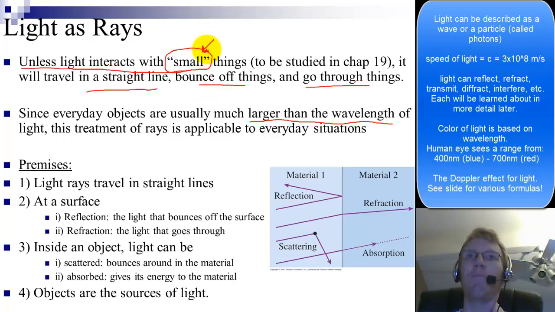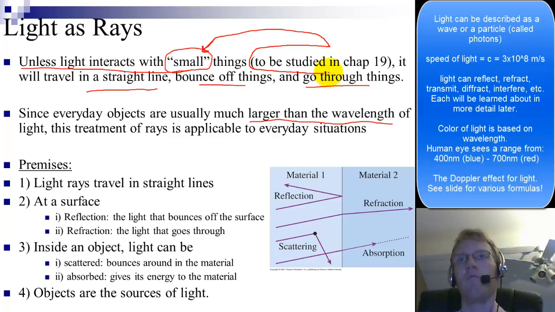In Chapter 19, though, we will go into the phenomenon of what happens when light hits something that's nearly its own wavelength, and it gets kind of fun and complex. But again, since everyday objects are much larger than this, we typically observe ray behavior of light in our everyday lives. So here's what happens.